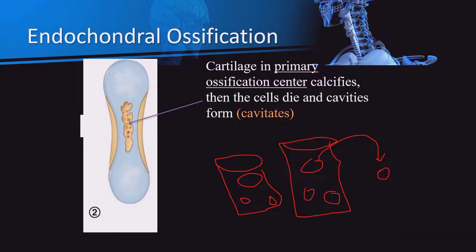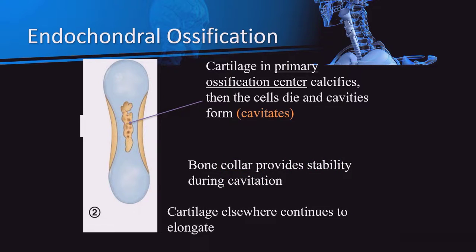Okay, now the bone collar that has been formed by the periosteum, or the bone cells, provides stability to the cartilage model during this process of cavitation. Now the cartilage model elsewhere, everywhere, continues to elongate.